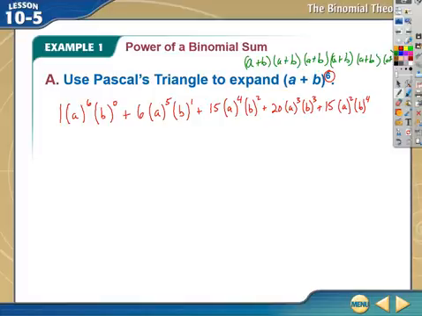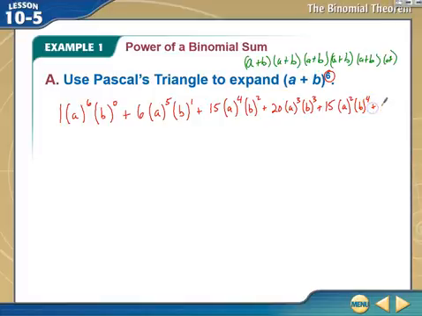Okay, I don't think I have enough room here. Plus 6 a to the 1st, b to the 5th. I go down here and put plus 1, a to the 0, b to the 6th. And now I simplify.